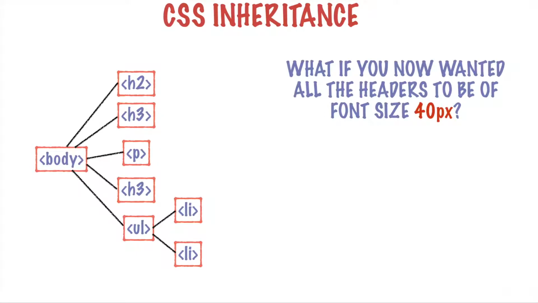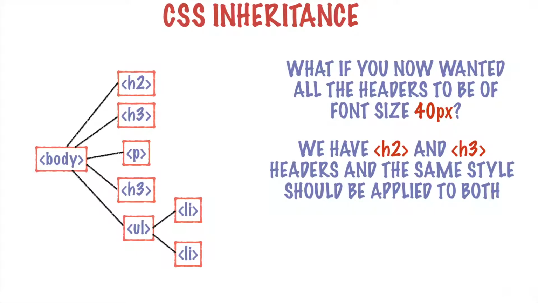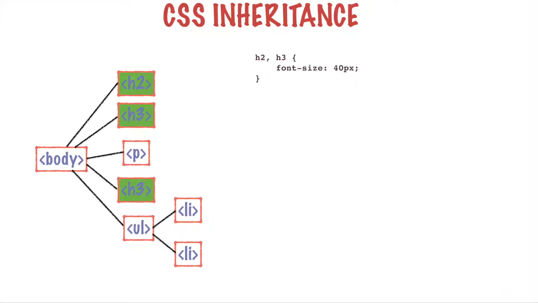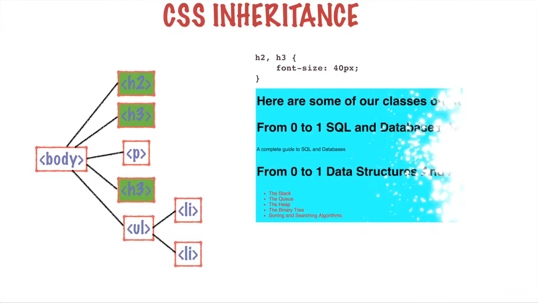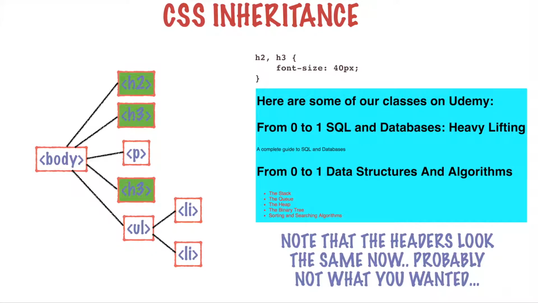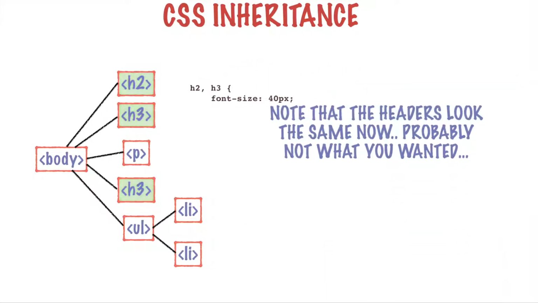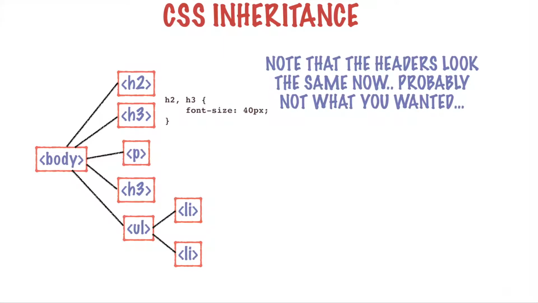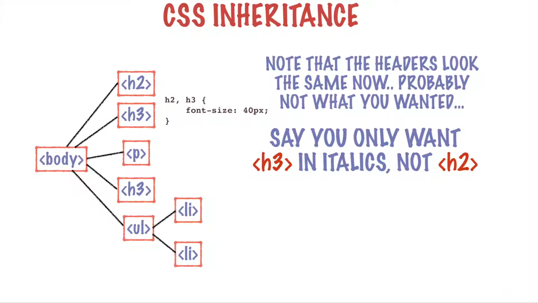Now let's say we wanted all of the headers to have a particular font size, say of 40 pixels. Well, we could very easily create a style and specify both H2 and H3 should be governed by this style. There at the bottom of the screen you see a style which applies to H2 and H3 elements and sets their font size to 40. Now this is probably not exactly what we had in mind, because when this page is rendered, all of the headers look exactly the same. That's probably not what we wanted. We probably still want some kind of differentiation between the different types of headers.